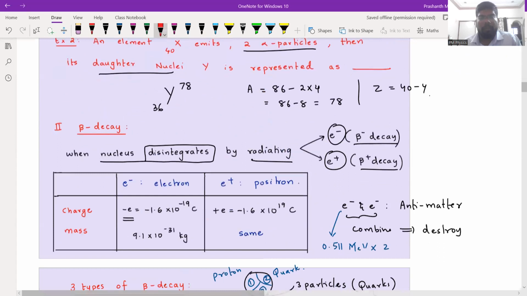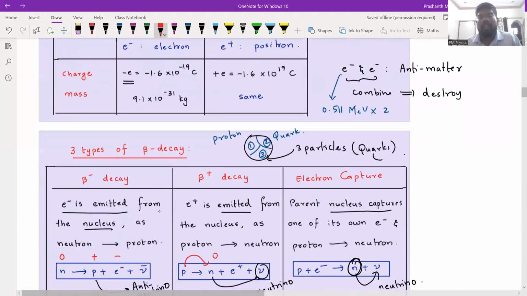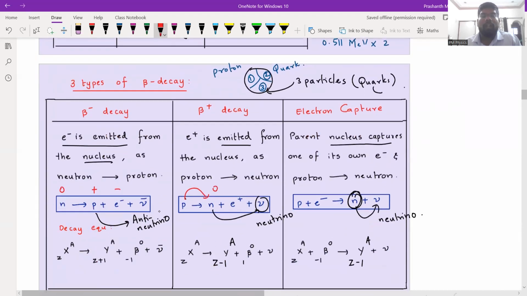So, then, beta decay. Beta decay is when an electron or positron comes out of the nucleus. When an electron comes out, a neutron converts into a proton plus an electron, and also an antineutrino comes with it. And beta plus decay is when a positron comes out, when the proton decays into a neutron. When a positron comes out, a neutrino will come as well.